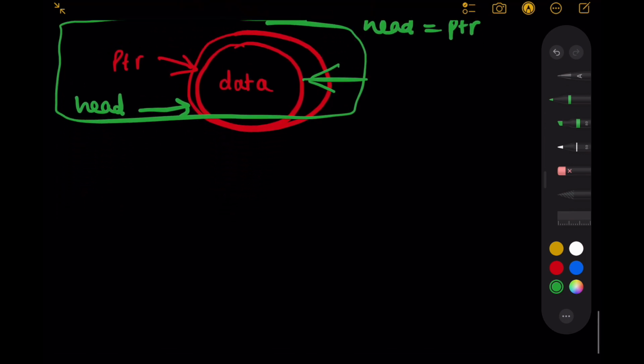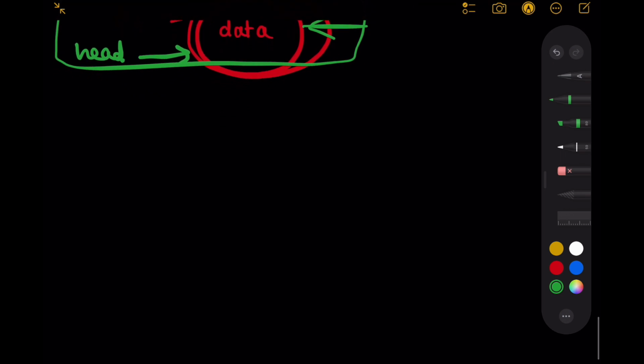Now let's look at the case where we want to insert an element towards the end. So our list is not empty, and let's assume that our list looks something like this.